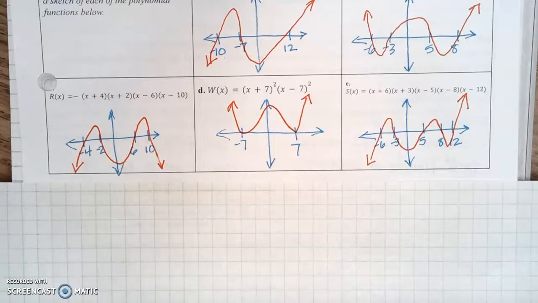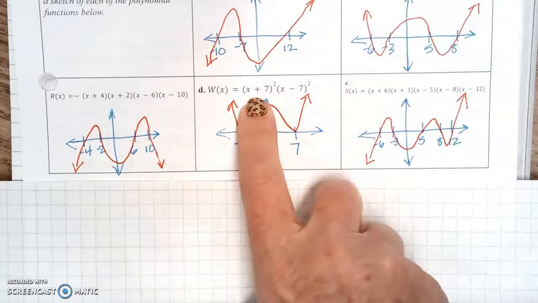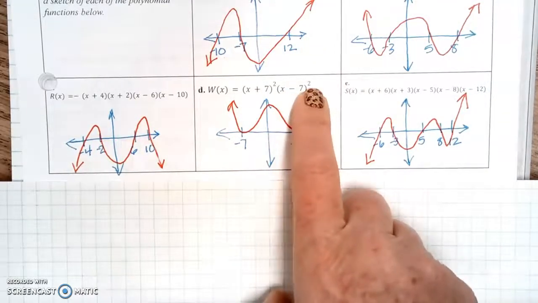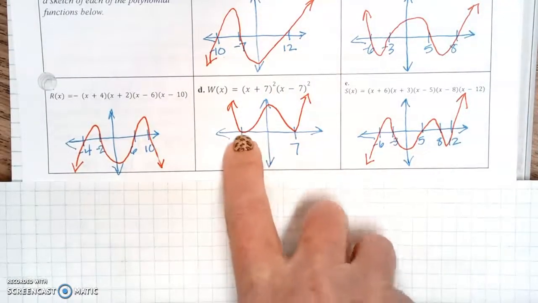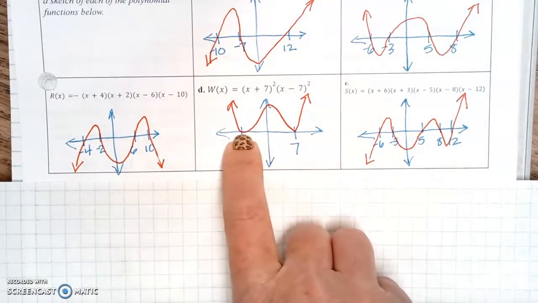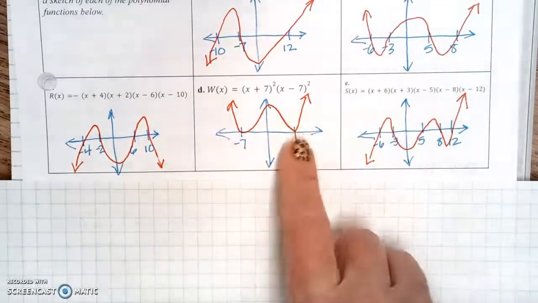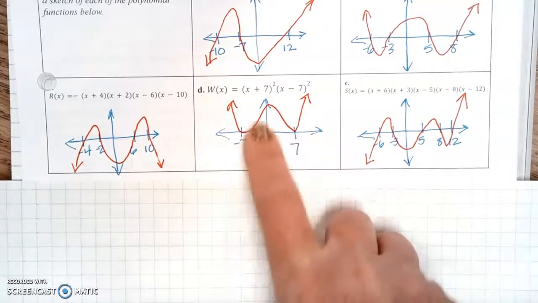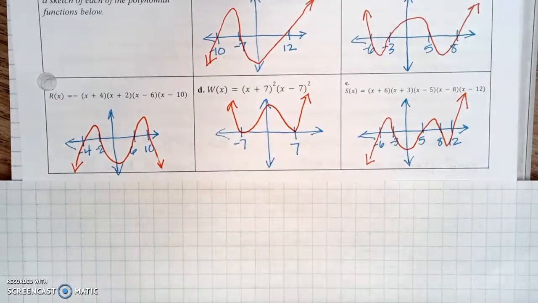All right, on D, we're going to have double roots because that x plus 7 is squared and that x minus 7 is squared as well. So what happens at negative 7? It touches the x-axis and bounces off. And then the same thing's going to happen again at positive 7. It's going to touch it and bounce off. Okay?